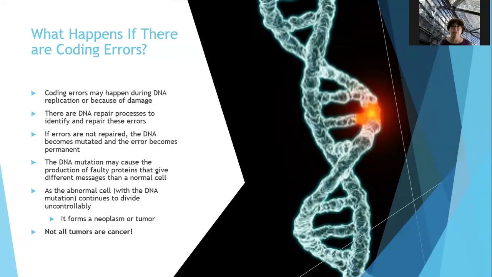Where this becomes a problem, so a lot of the codes, some of them code directly for proteins, some of them are start and stop codes. If there's no stop code because that area got damaged, then it could produce out of control, and that is one of the problems with cancer. So the DNA mutation can cause the production of faulty proteins that give different messages from a normal cell. It could cause the cell to continue to divide uncontrollably and form a neoplasm or a tumor. But keep in mind, not all tumors are cancerous, but there you go. And not all cancers have tumors. So we'll talk about the different classifications.